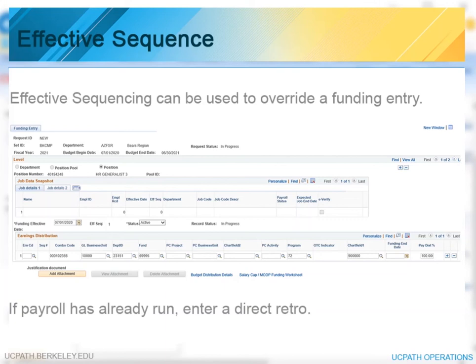If payroll has already run, use a direct retro to move money from the new fund to the old fund. For more information on direct retro transactions, please see that UC Path course.